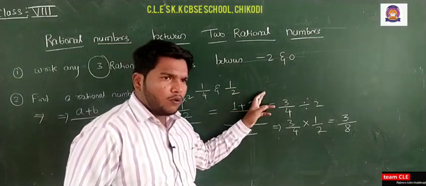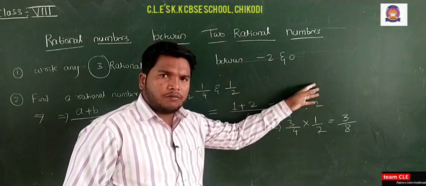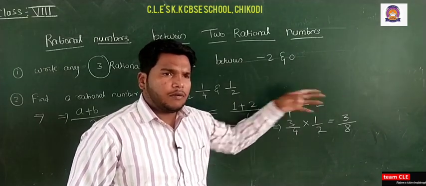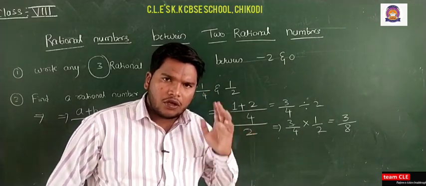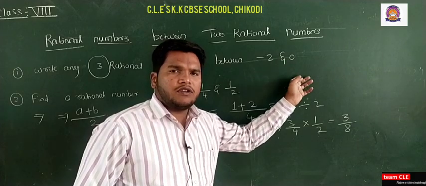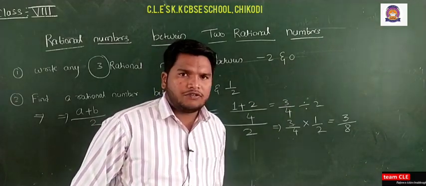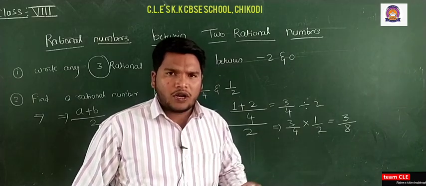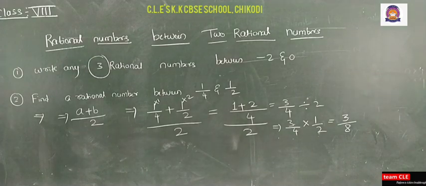Either you can go with this method or you can go with n equal to something and n plus 1 equal to something. You can go with the first method or the second method, the choice is yours. So I suggest going with the first method. It is very easy to find rational numbers in between two rational numbers. I hope you understood this concept of rational numbers between two rational numbers.